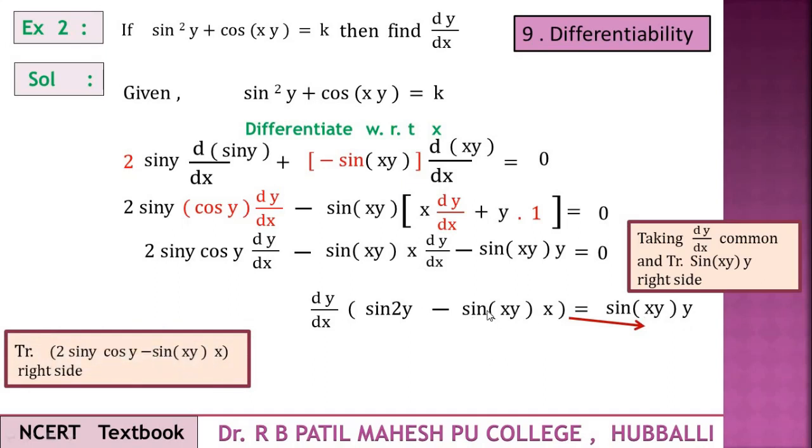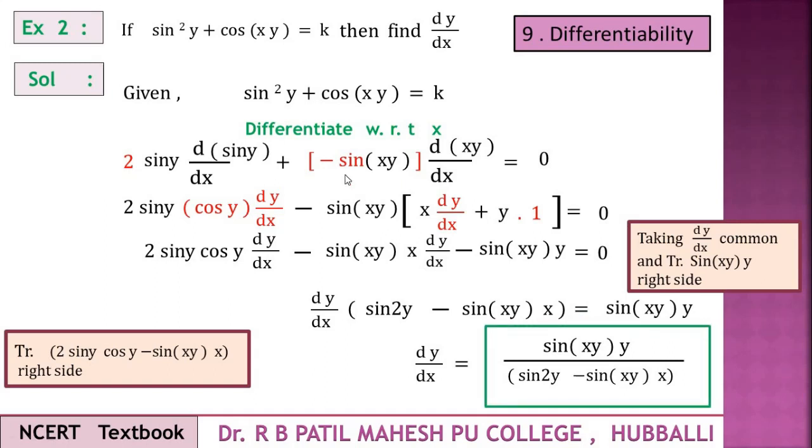Next, transfer this bracket function to the right side, and you will get dy by dx very easily. Therefore dy by dx is equal to sin of xy into y in the numerator, divided by this bracket function written in the denominator, so it becomes sin 2y minus sin of xy into x. So this is the derivative of the given equation. I hope you understood the derivative of the given implicit equation.